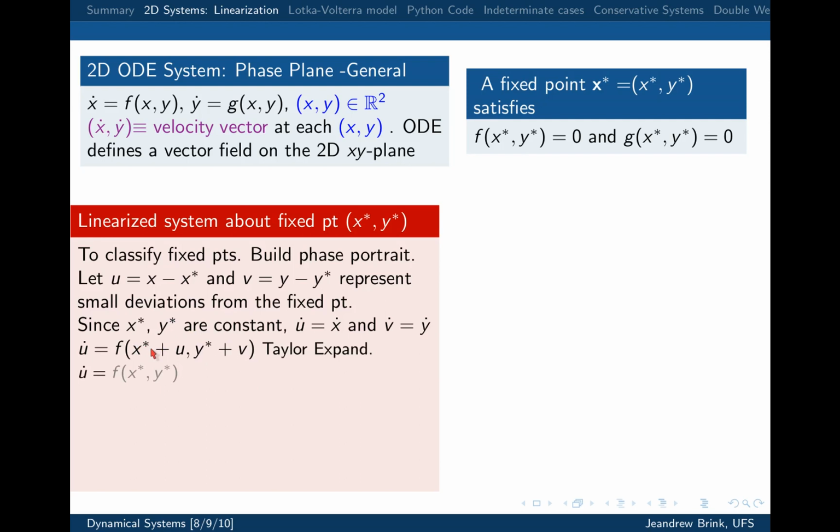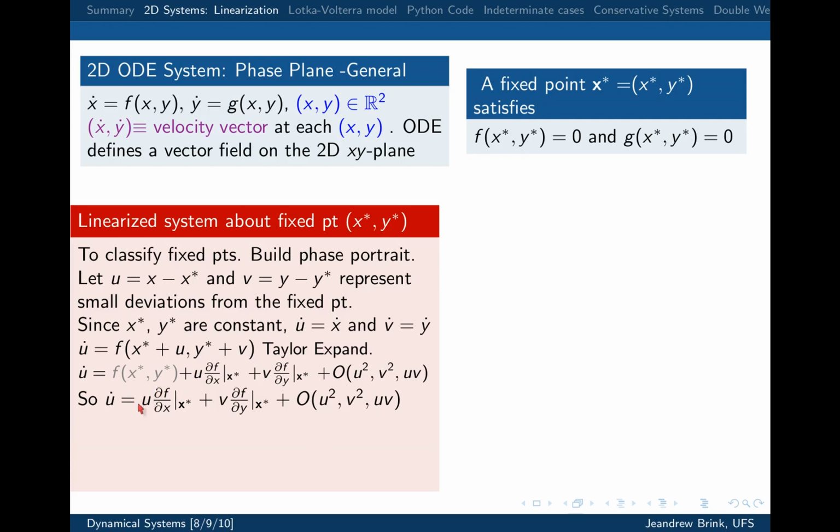A two-dimensional Taylor expansion is simply the function at the fixed point, which by definition is 0, plus the derivative of the function with respect to x evaluated at the fixed point times u, plus v times the derivative of the function with respect to y evaluated at the fixed point, plus terms of u squared and v squared. As I said, f at the fixed point vanishes, so we're left with this expression.